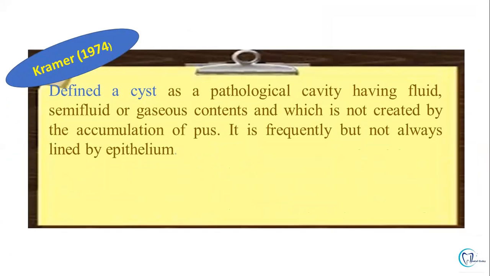So to simplify it, a cyst is a cavity which may have fluid, semi-fluid or gas, any three of these contents, but it is not formed by the accumulation of pus. Mostly the cysts are lined by the epithelium and they are known as true cysts. However, there may be some cysts which are not lined by the epithelium and they are known as pseudocysts.